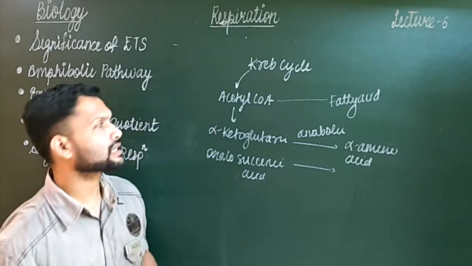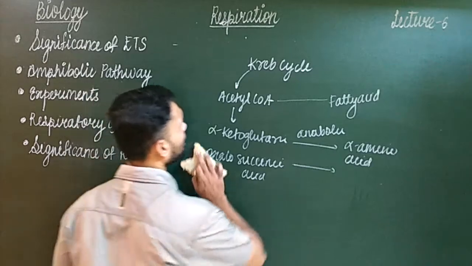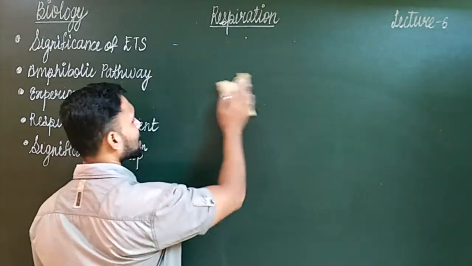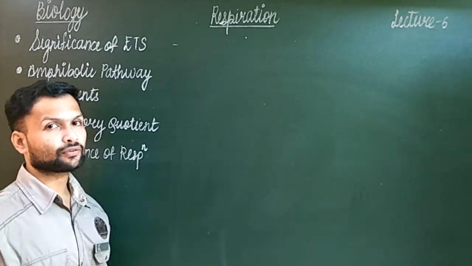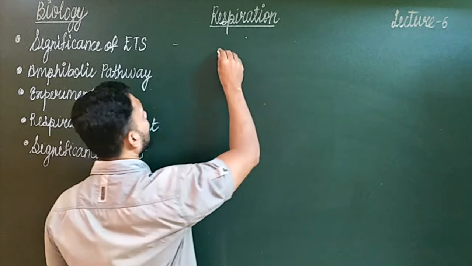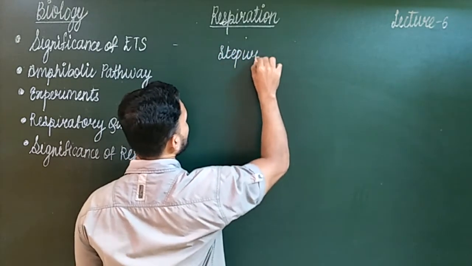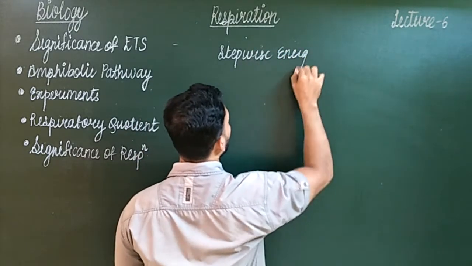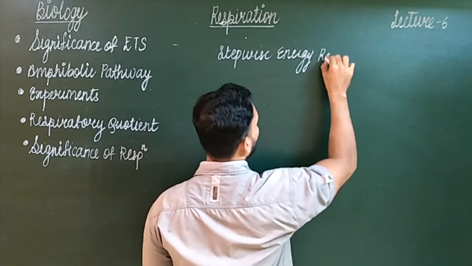So in this way you can see it is showing anabolism and catabolism both. That's why we call this Krebs cycle an amphibolic pathway. And this has an advantage. This is an important feature: stepwise energy is released. Utilization of energy happens stepwise. Why? What are its benefits?